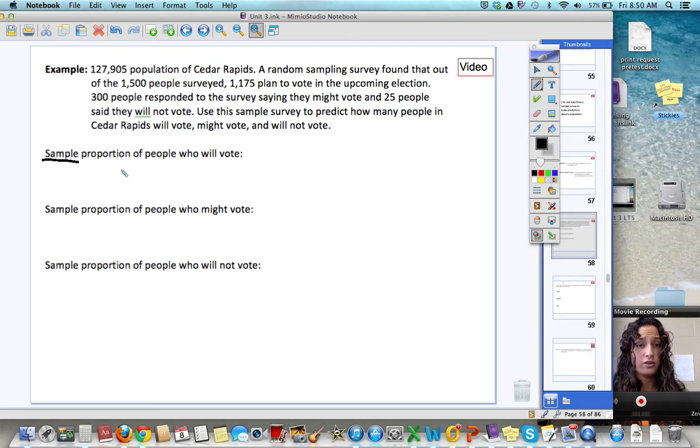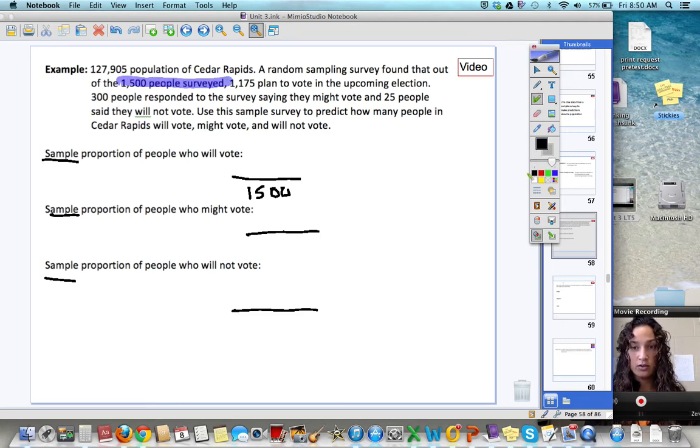So the first thing we want to do, though, is we want to find our sample proportion. So when we're doing a sample proportion, we always want that number over our sample. So my sample for every single one of these is going to be 1500, because that's the sample that we used. So if I highlight, here's the sample. That's my survey. That's the people's survey. That's my sample. So that's my sample proportion every time.